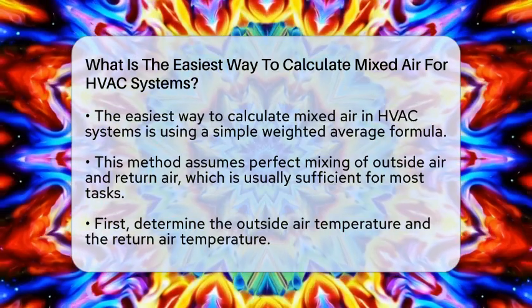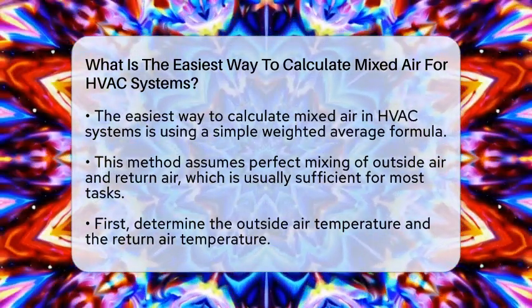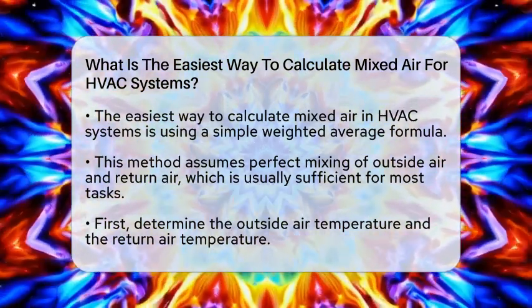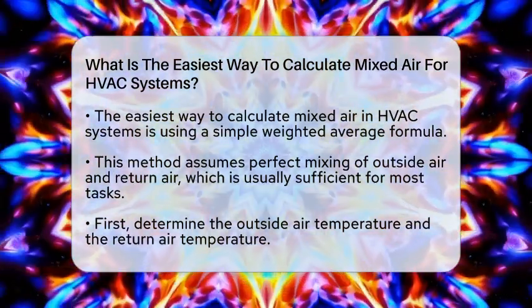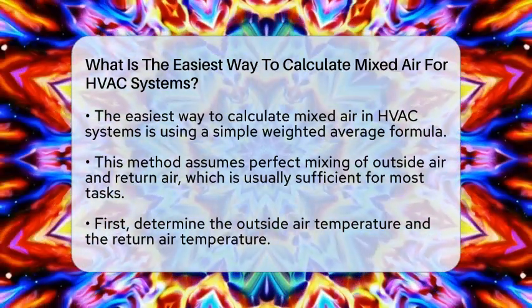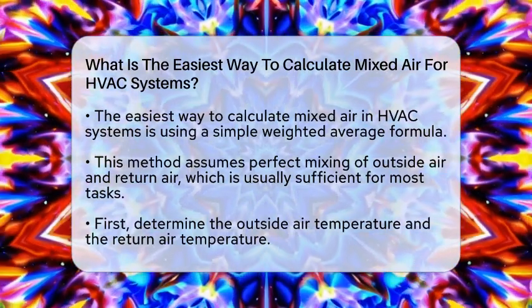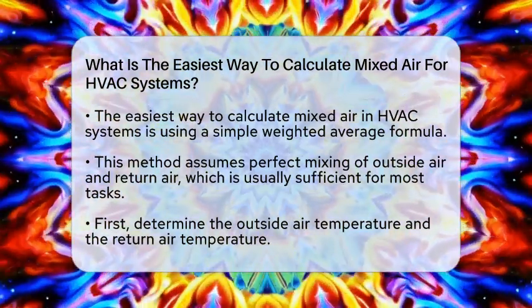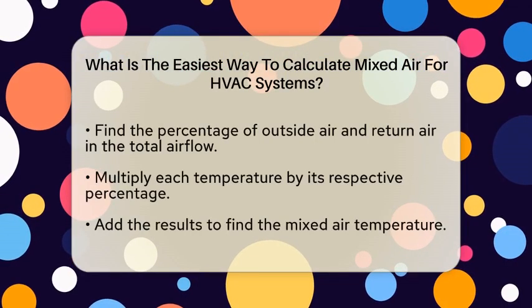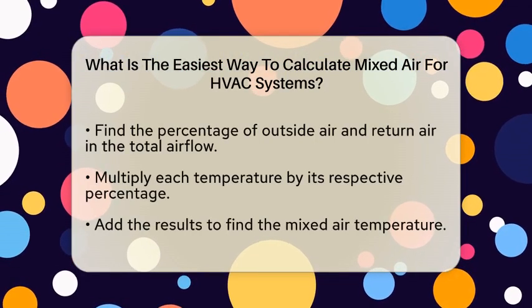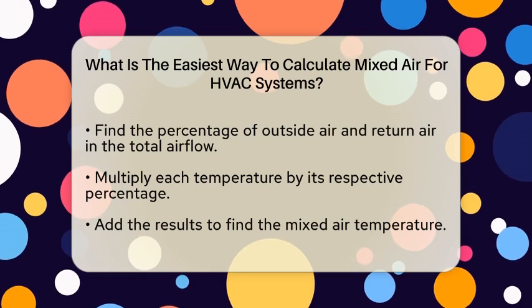First, you need to know the temperature of the outside air and the return air coming from the building. Then, figure out what percentage of the total air is outside air. For example, if you have 20% outside air and 80% return air, you just multiply each temperature by its respective percentage. Add those two results together, and you get the mixed air temperature.